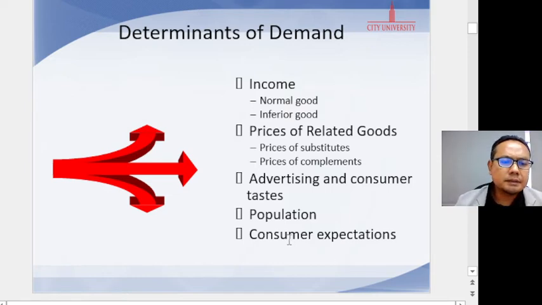And then the third determinant of demand is advertising and consumer taste. That's another variable that is held constant when drawing a given demand curve: the level of advertising. So an increase in advertising shifts the demand curve to the right.